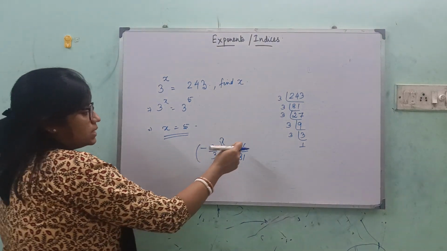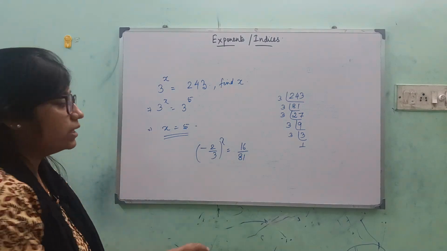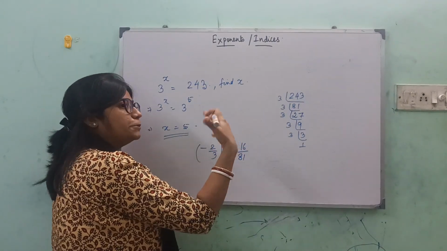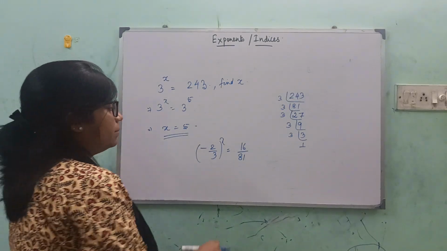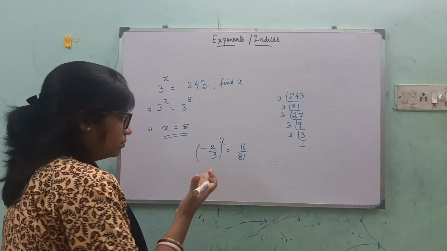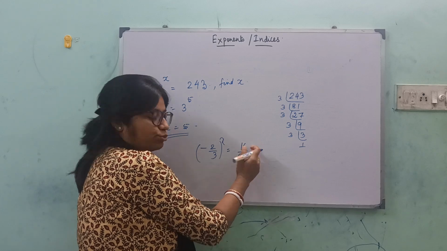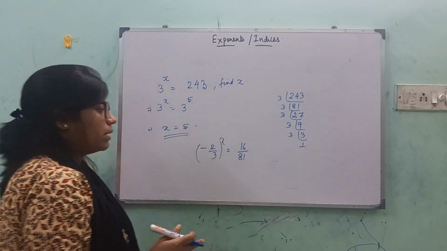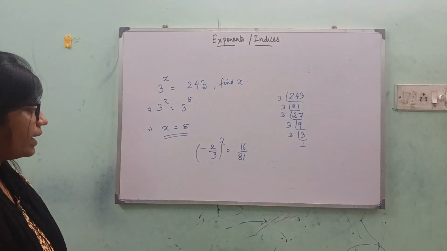So you can see, for such kinds of sums, the left hand side only will give you the hint how to express the right hand side in which power form. Since the left hand side has the base minus 2 by 3, the right hand side also we have to express in the form of base minus 2 by 3. So 16 you can see is a power of 2, and 81 is a power of 3. So how will we write this?